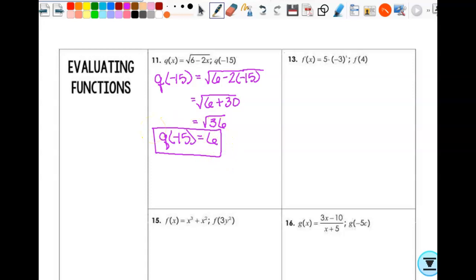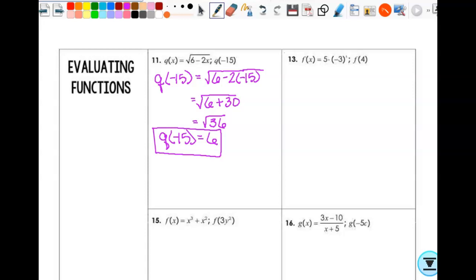Now, you could have skipped one of these steps. Again, I was just kind of writing everything out. So it is okay to skip middle steps, but the beginning step and the end step where you actually label your answer, you can't just have a 6 floating around there. Like, what does 6 even mean? 6 is Q of negative 15. Okay? We good on that?